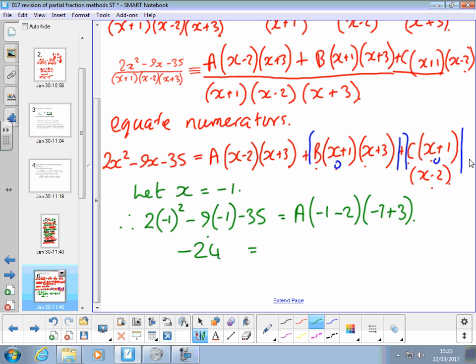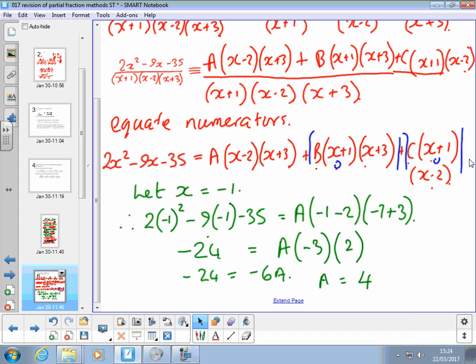It's equal to minus 1 minus 2 is a times minus 3 times 2. Minus 24 equals minus 6a. A is equal to 4, is it not? Yep. Okay. So we now know that A is equal to 4.